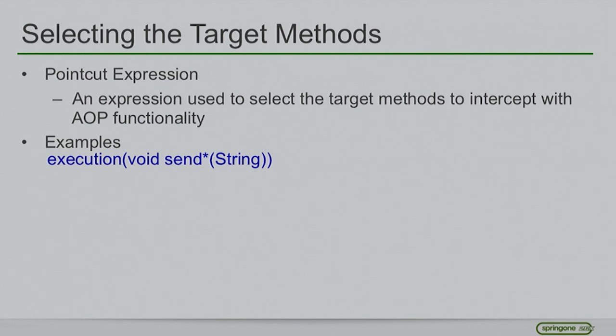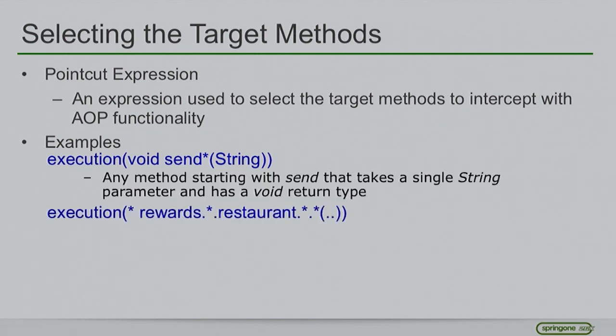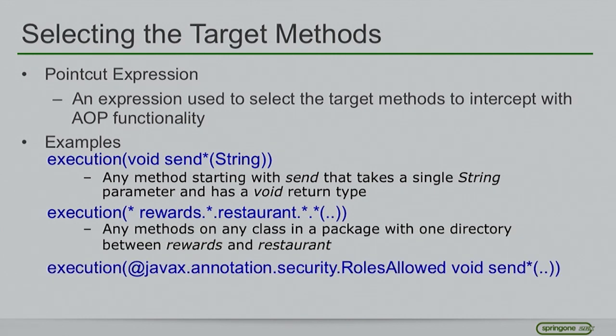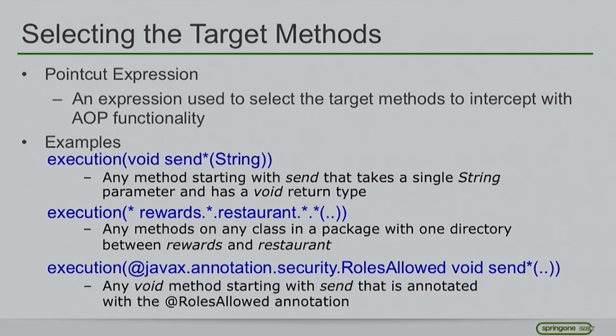Okay, really quick. Here's what I want to get to. Lots of different ways to specify pointcut expressions. One of which is we can say, any method that begins with send and takes one argument of type String. I can say any method, this is using packages, so I'm saying any method in any class that's in some kind of package structure that has rewards and restaurant in it. Or here's the interesting one: any method that's annotated with this particular annotation.